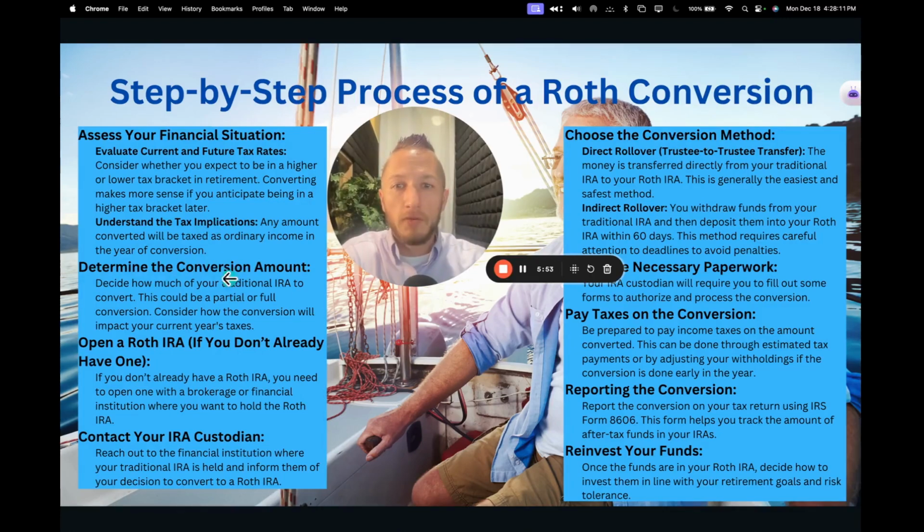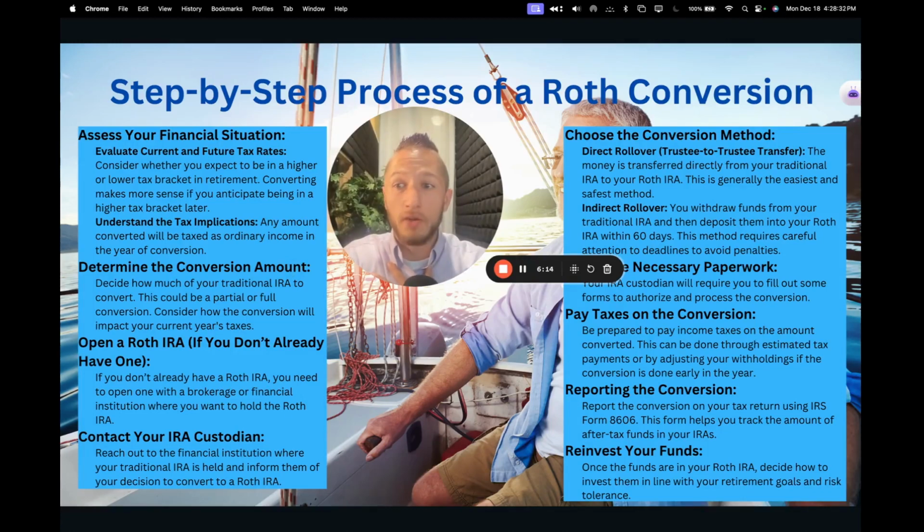Determining the conversion amount, again, talk with your financial professional or an accountant on this matter, but I like to take this into consideration when you're looking at a holistic financial plan. So what are you going to need the money for in the future? When, how often, for how long? Those are all the questions I would be asking myself if I was trying to determine how much I should be converting. I put my own money where my mouth is.